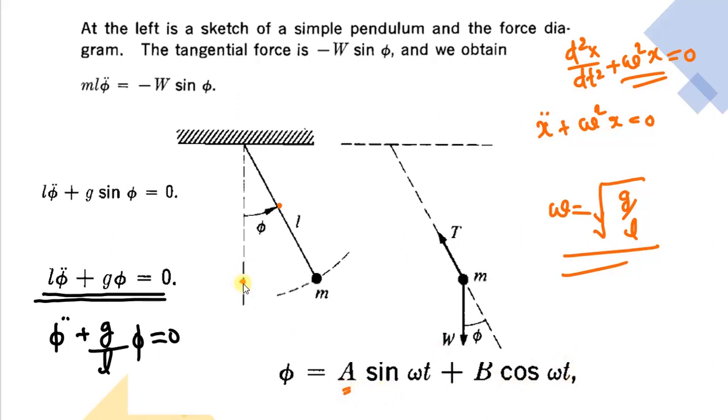So on the other hand, if you start from the equilibrium position, if our time measurement starts from here, then b will be 0, and we will get a particular value for a.